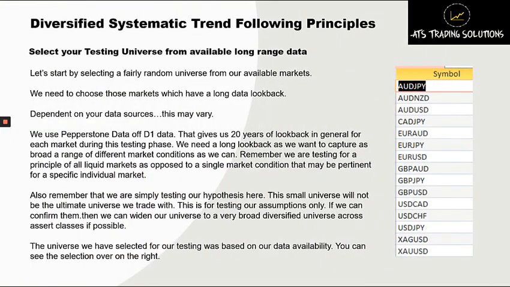So the first thing we need to do is select our testing universe from available long-range data. So let's start by selecting a fairly random universe from our available markets we have on our platform. But we need to choose those markets which have a long data look back. So dependent on your data sources, this may vary. We, for this test, use Pepperstone daily data. This gives us about 20 years of look back for each market in general.